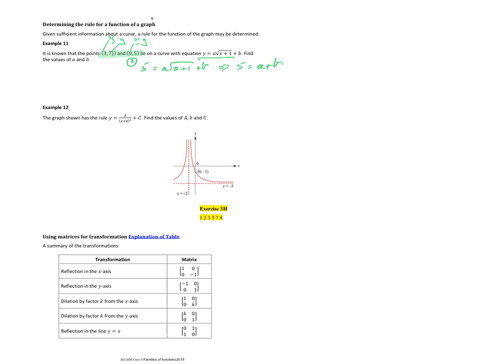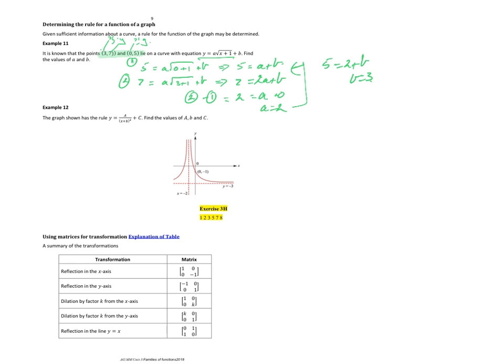So there's equation 1. Equation 2, if I use the point (3, 7), I'll get 7 is equal to a times the square root of 3 plus 1, plus b. That'll give me 7 is equal to, well, 3 plus 1 is 4, so 2a plus b. So there's two equations. The b's are there, so if we subtract 2 minus 1, that'll give me 7 minus 5, which is 2, equals 2a minus a, which is a, and b minus b, which is 0. So that means a is equal to 2. Sub into either one of them: 5 is equal to 2 plus b, so b is equal to 3.